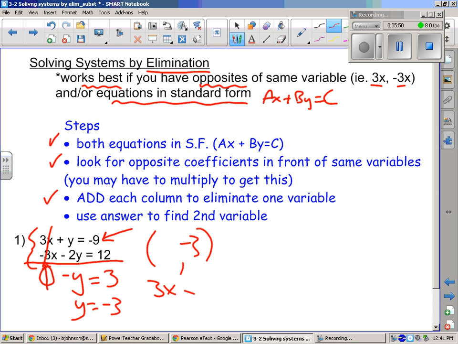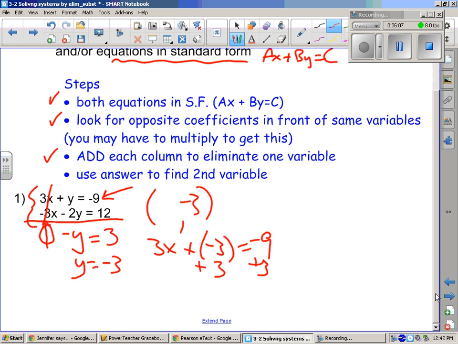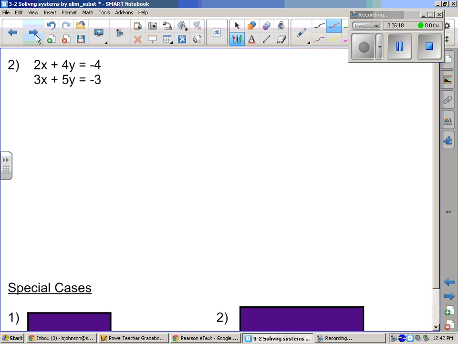So 3x plus negative 3. Ooh, I like your parentheses. Thank you. Negative 9. That makes it kind of cozy, don't you think? Yeah. All right. So then we're going to add 3. So 3x equals negative 6, x equals negative 2. And there you go. That's where those two lines cross to get your answer.